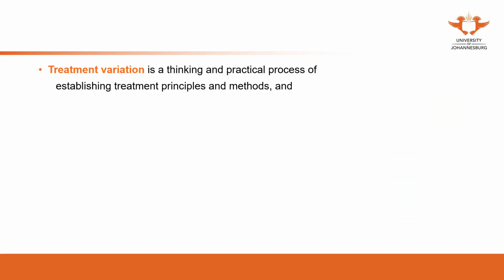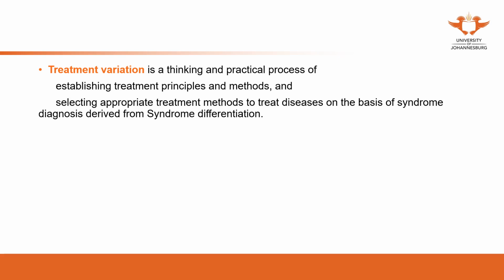So the next one is the treatment variation. Treatment variation is a thinking and practical process of establishing treatment principles and methods, and that's appropriate treatment methods to treat diseases on the basis of syndrome diagnosis derived from syndrome differentiation. So from the definition, you will see the treatment variation means we're going to establish the principles of how to treat, and the appropriate treatment method is selected according to the syndrome differentiation.